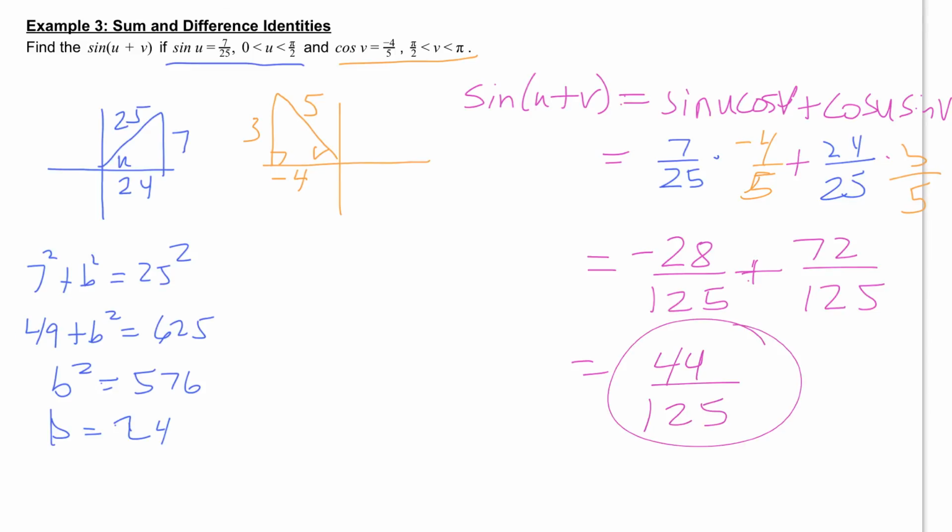So to sum it up, you're going to set up both triangles, one triangle with angle U, one triangle with angle V, and then you're just plugging into the formula that's provided for you. If you have questions on this, let me know.